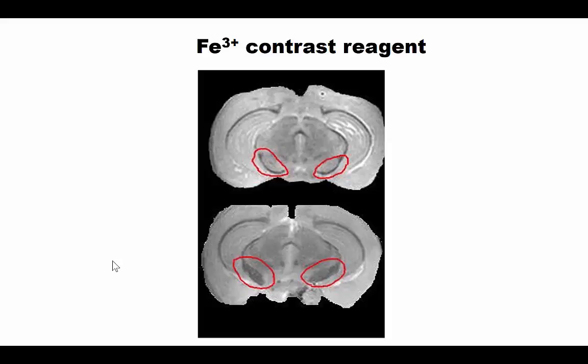The upper image here is a normal brain. The lower image is the magnetic nanoparticle treated brain image. And this area shows darker contrast than the other background. That means this area has accumulated magnetic nanoparticles.